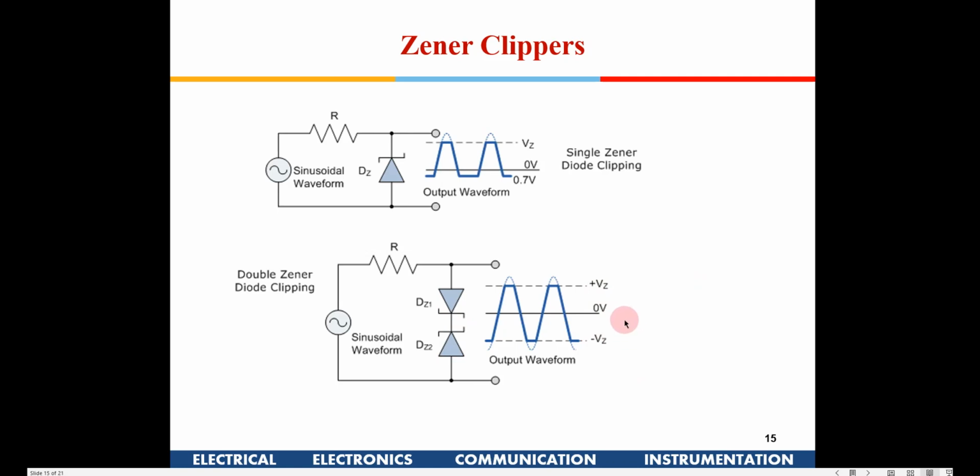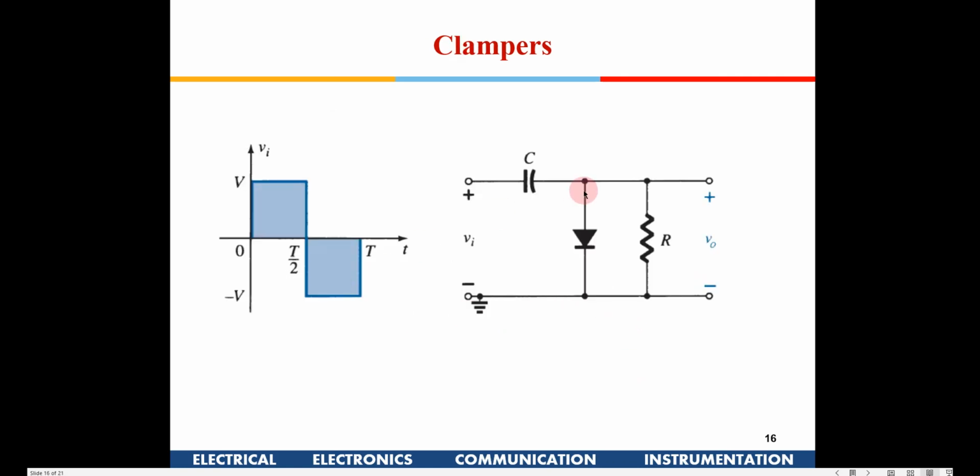So this is about Zener clippers. Now we have something known as clampers also. Clampers generally add an additional DC value to the signal. That is known as clampers.